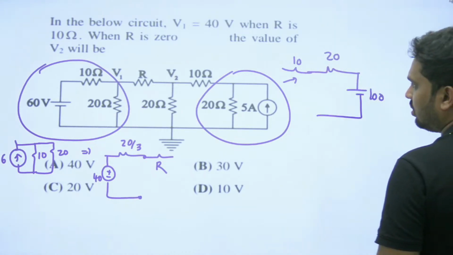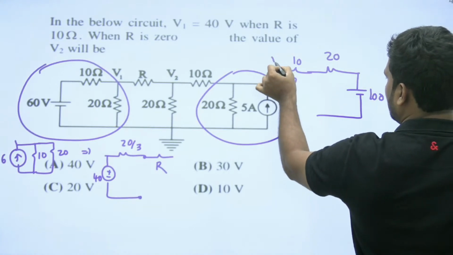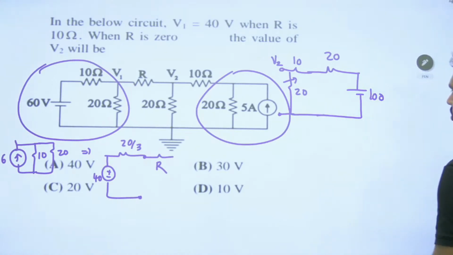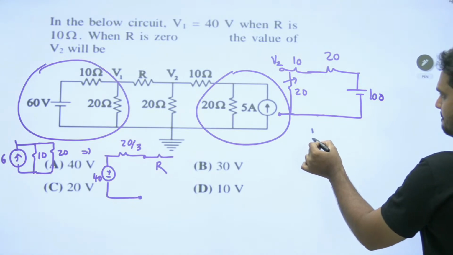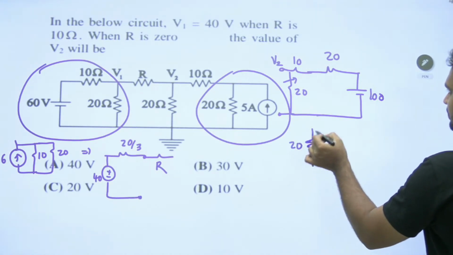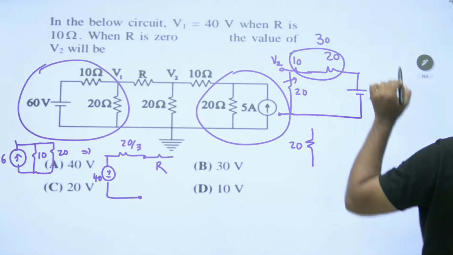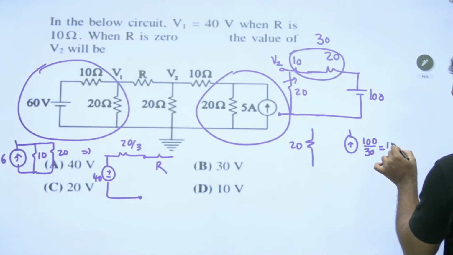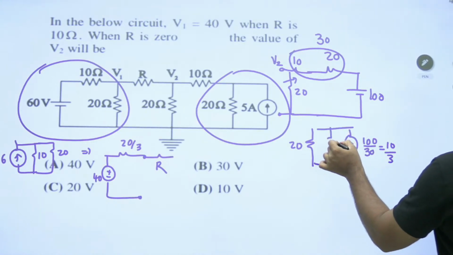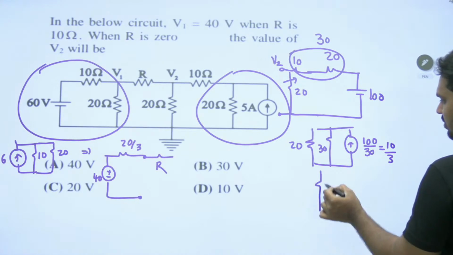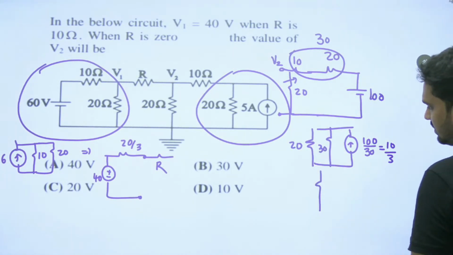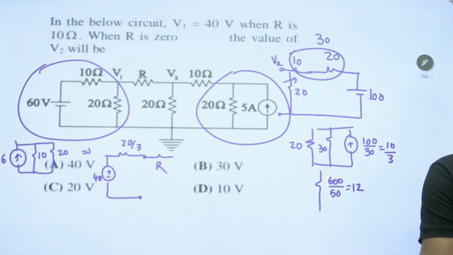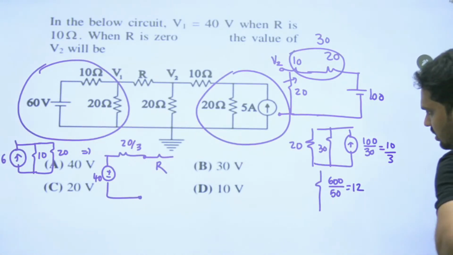Okay, and here is your V2 and this is how much, again 20, right? So here 20, this is 30, na, 100 by 30, 10 by 3, parallel with 30. 20 parallel with 30 is 2, 3 is 6. Okay, 12. Am I correct? 2, 3 is 6 by 50.